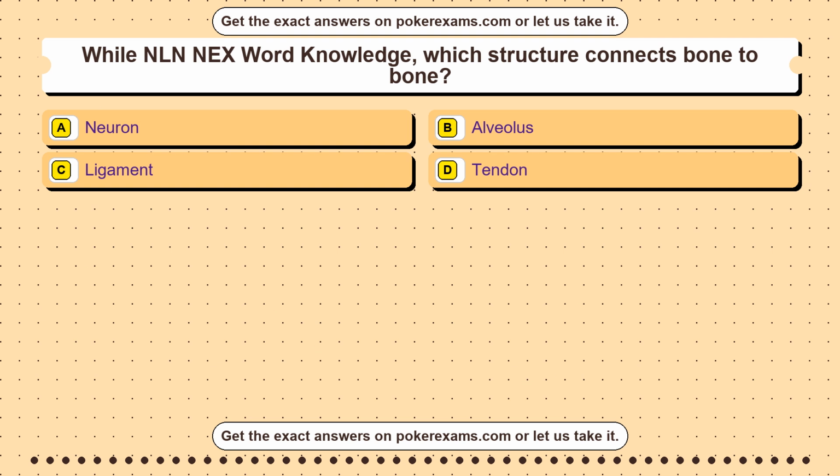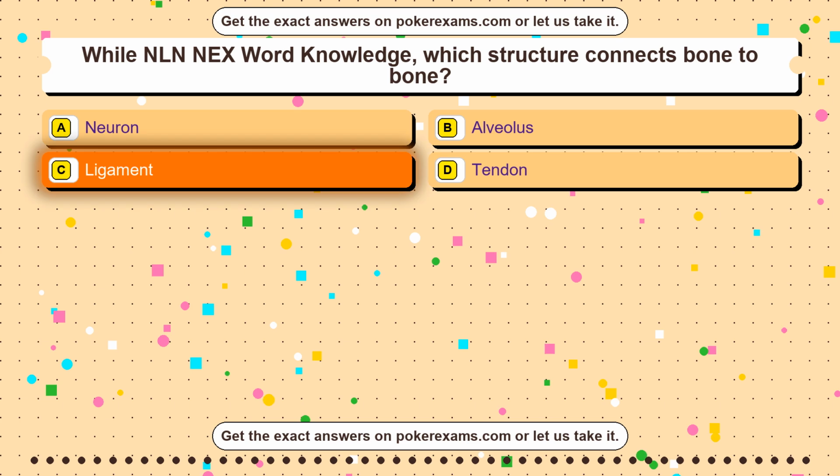Question 47. While NLN NEX Word Knowledge, which structure connects bone to bone? Option A neuron. Option B alveolus. Option C ligament. Option D tendon. The correct answer is option C.